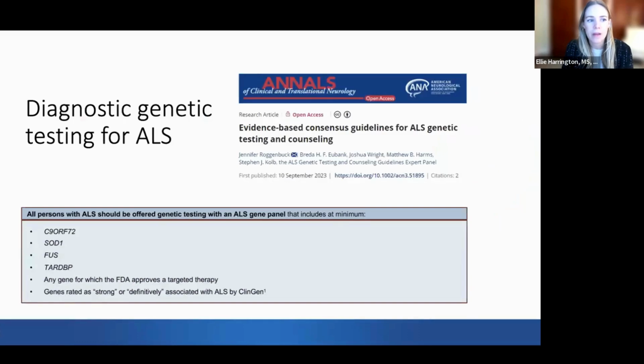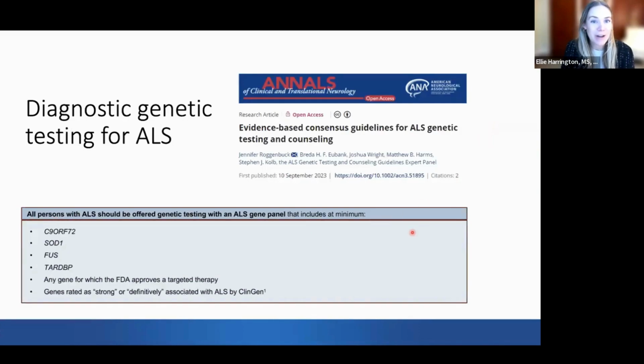So we've gone over big picture genetics and a few examples of C9 and SOD1. One of the things I want to highlight here is a more recent publication of evidence-based consensus guidelines from ALS neurologists and genetic counselors around the US for genetic testing and genetic counseling for ALS.